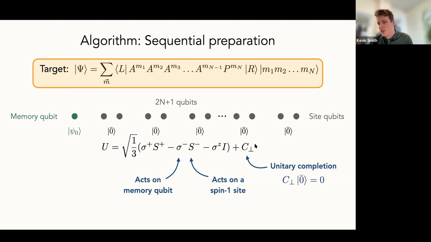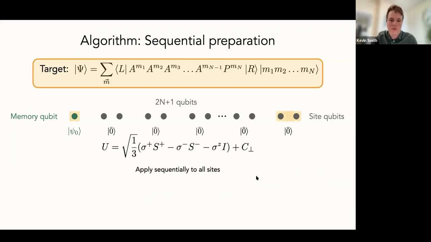And then there's additionally some unitary completion, which we don't particularly care what this is. And we actually have some freedom in choosing it because we know it's just going to give 0 for these input states here. But the basic idea is we're just going to sequentially apply this unitary to all sites. And so I'm just going to tell you what happens when we do this and then take a step back and try to explain.